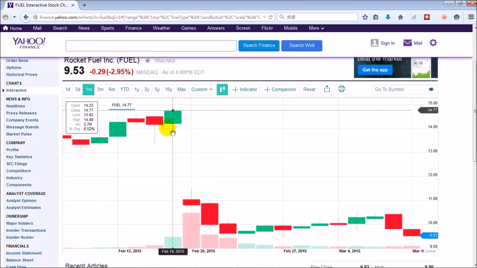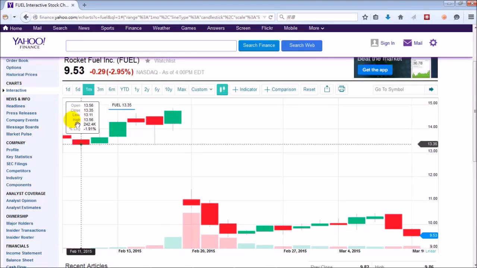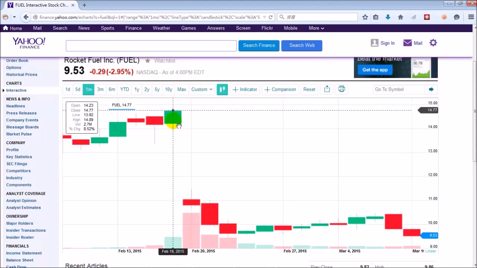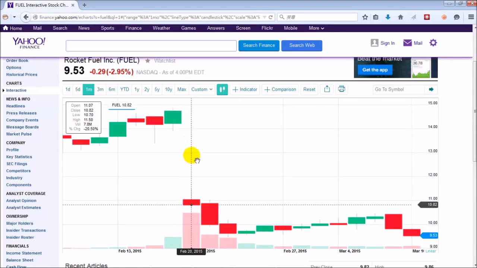So in this green candlestick, if you look at this area right here, see this open close data? You highlight the candlestick, it shows you the open and close. You see how the open is lower than the close? The open was at the bottom of the candlestick here, 14.23, and the close was 14.77. So it went up. For the red one, you'll see that the open is bigger than the close. Okay, so here comes something important.